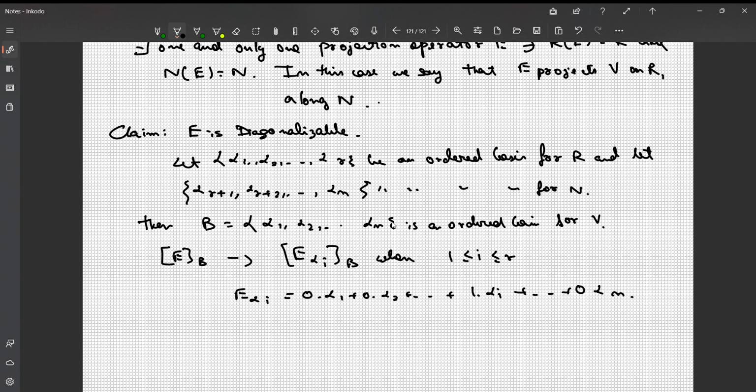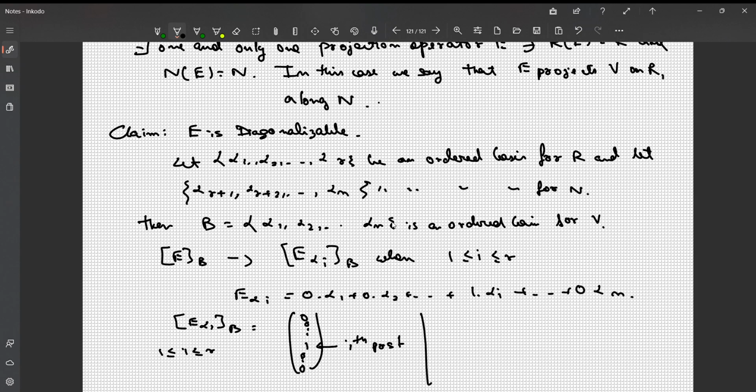So typically, the coordinate matrix of E alpha i under the basis is this matrix. So it's 0, 0 and so on till 1, and then you have the rest of the elements as 0. This happens in the ith position. Here i is less than or equal to r, greater than or equal to 1.